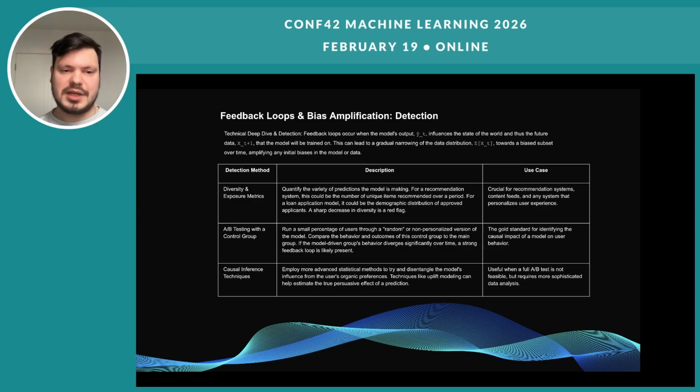And the last one is causal inference techniques. We can employ more advanced statistical methods to try to disentangle the model's influence from the user's organic preferences. For example, techniques like uplift modeling can help estimate the true persuasive effect in production. It can be used when, for example, we cannot use A/B tests.